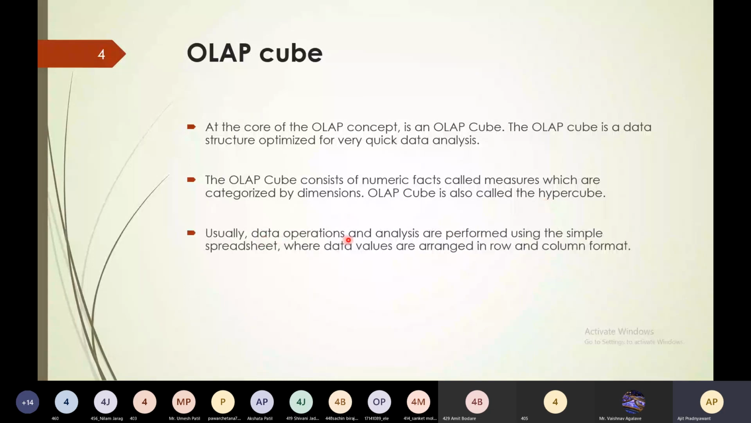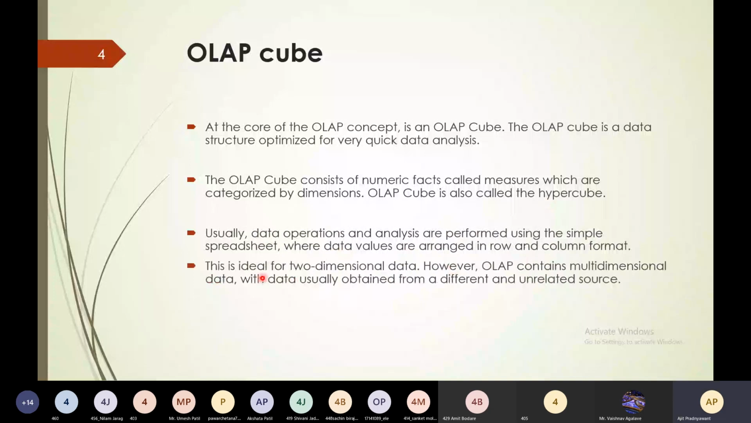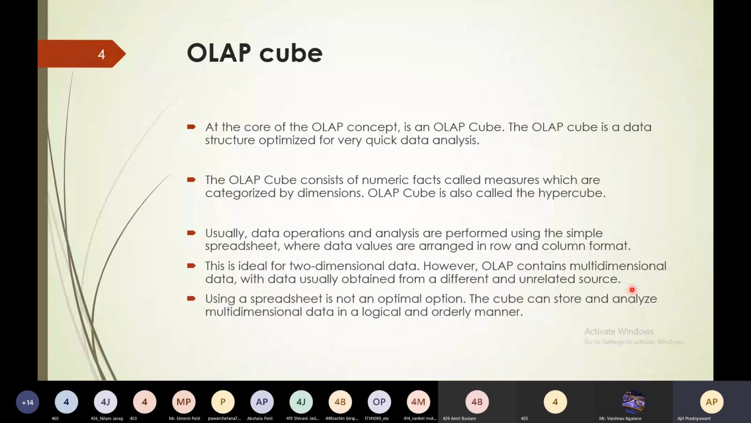Usually, data operations and analysis are performed using the simple spreadsheet, where data values are arranged in row and column format. This is ideal for two-dimensional data. However, OLAP contains multi-dimensional data with data obtained from different and unrelated sources. Using a spreadsheet is not an optimal option. The cube can store and analyze multi-dimensional data in a logical and orderly manner.